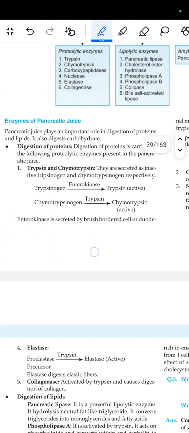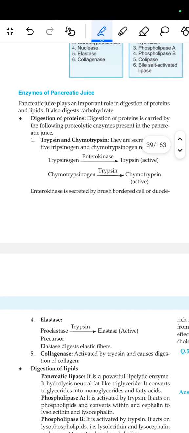Enzymes of the pancreatic juice. The pancreatic juice plays an important role in the digestion of proteins and lipids. It also digests carbohydrates. Digestion of the protein is carried out by the following proteolytic enzymes present in the pancreatic juice: trypsin and chymotrypsin. They are secreted as inactive trypsinogen and chymotrypsinogen respectively.